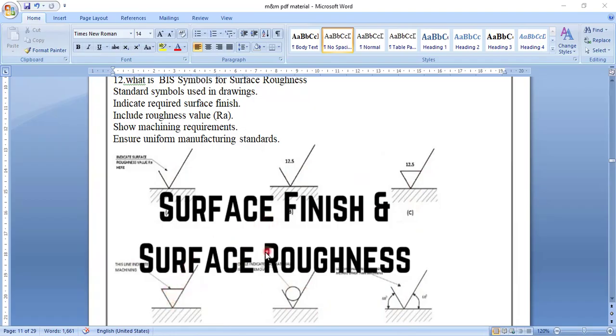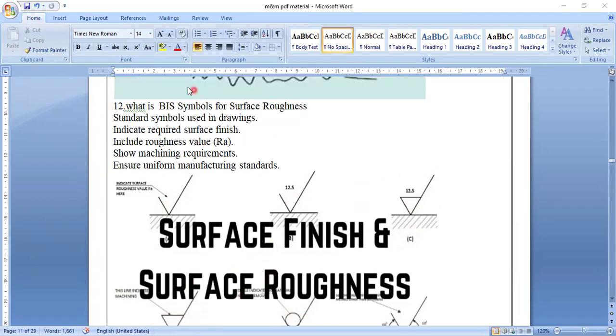So this is all surface finishes and roughness. So BIS symbols, you can measure by this only, not others. It indicates a required surface finish. It includes roughness, shows the machining requirements, and ensures uniform manufacturing standards. So definitely they are used in the machines.